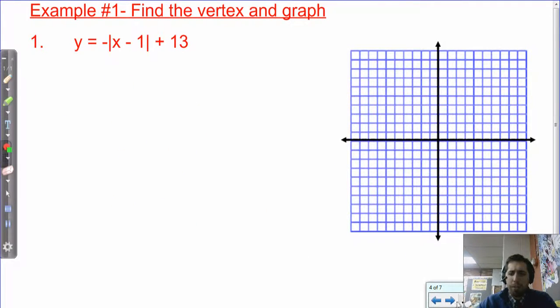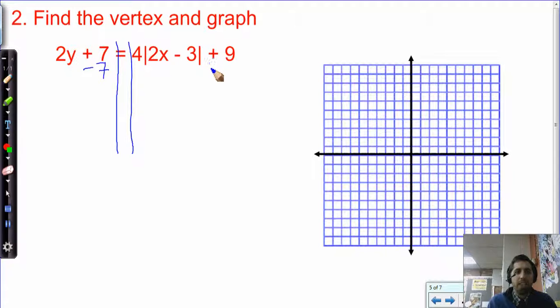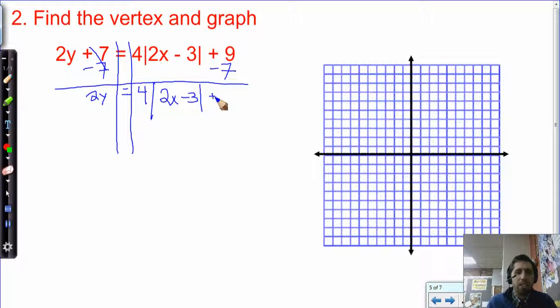Let's see another example. This one says find the vertex and graph, and I made this one a little bit more annoying. I wouldn't do this to you in your practice problems, but they're kind of fun to do together, so let's see what we get. Let's make this more manageable by using our equation solving or our equation manipulation steps. I could subtract 7 from both sides. That makes sense. We're getting y by itself because I know a lot of people like slope-intercept form. So 2y equals 4 times the absolute value of 2x minus 3, and now it's just plus 2.